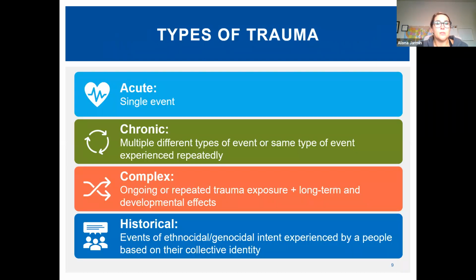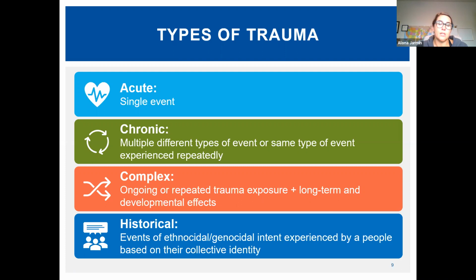So when we talk about types of trauma, there's acute, chronic, complex, and historical. Most times we focus on a person's subjective or perceived experience of a situation, but research and clinical experience have shown that the nature of the underlying event or events can have a very powerful influence on a person and the way they respond to that experience.